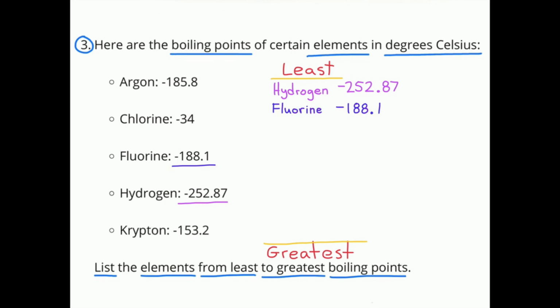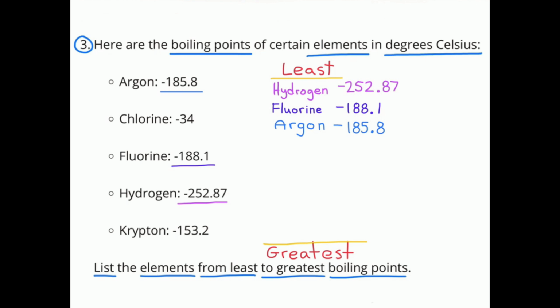The next lowest boiling point belongs to fluorine. That's negative 188 and 1/10. So I'll put that just under hydrogen. These numbers are getting greater. If you were going left to right, the left side would be the smallest number, the right side would be the largest number. But I'm going top to bottom, with the smallest number on the top and the greatest number at the bottom. Let me mention that all these numbers are in degrees Celsius. They're their boiling points in degrees Celsius.